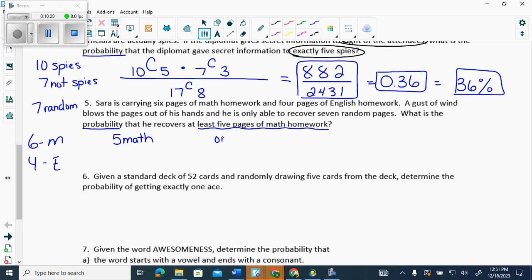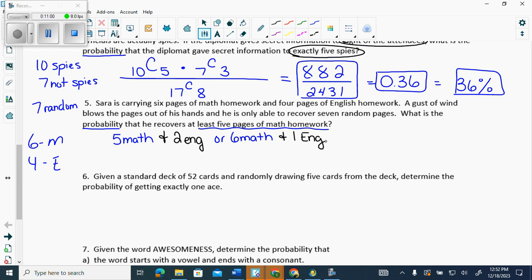or 6 math, but what do we have to make sure we still do? How many pages is he recovering? 7. So this is 5 math and 2 English. And then this one is 6 math and 1 English, because I still need to have 7 pages in each of my cases, right? Each of those cases has to have 7 pages. So what one? Instead of multiplying? At least.